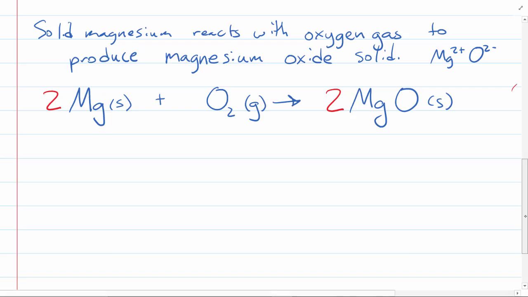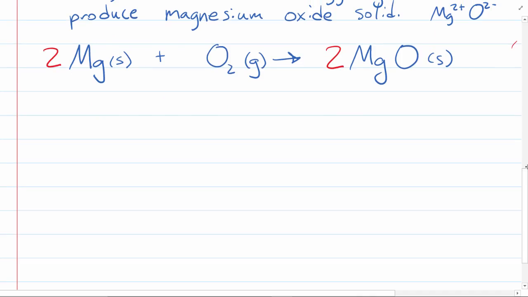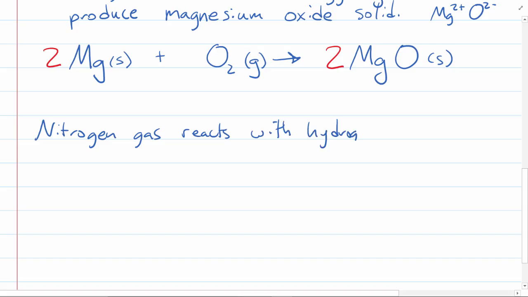Okay, let's try this one here. I don't have a demo for this one, though it would be fun if I did. This one here reads: nitrogen gas reacts with hydrogen gas to produce gaseous ammonia.